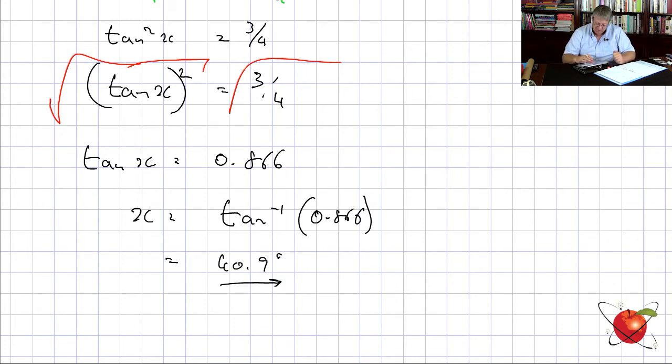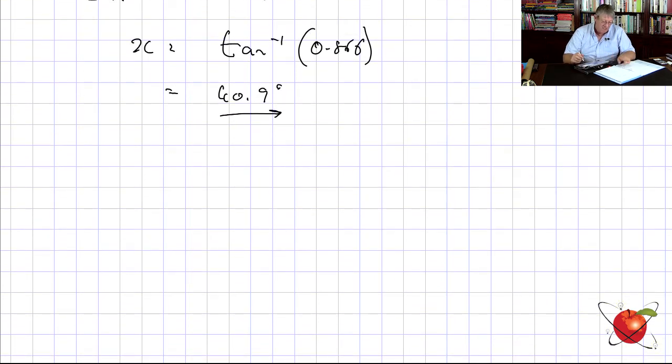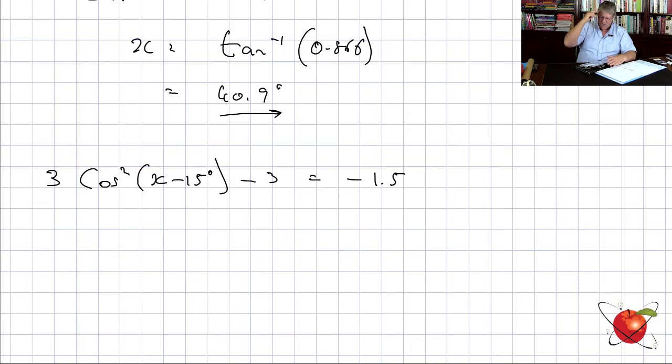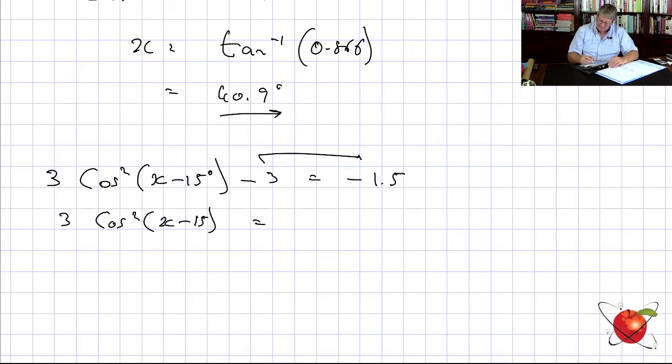Right? Let's do a couple more examples of these things, right? Let's take 3 cos, wow, look at this one. 3 cos squared of x minus 15 degrees minus 3 equals minus 1.5. You go, wow. Okay, well, first of all, we identify numbers on the right must go to the left. So you must go that way. There's no coses or anything this side. So first of all, let's do that. That's 3 cos squared of x minus 15 is equal to minus 1.5 plus 3. Okay?